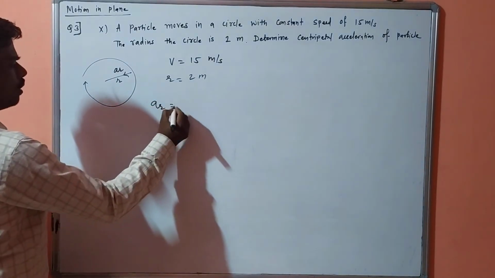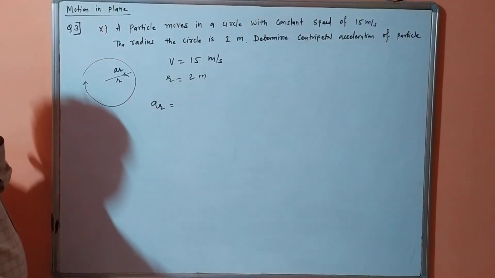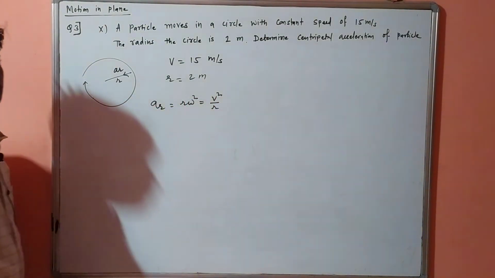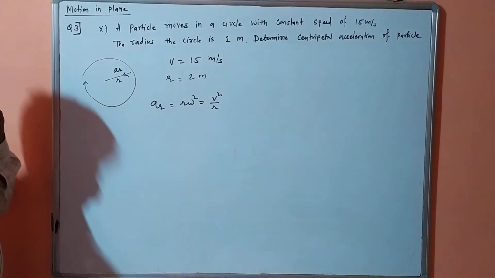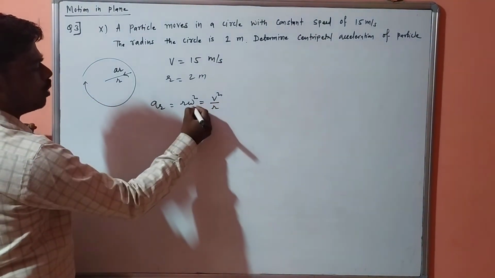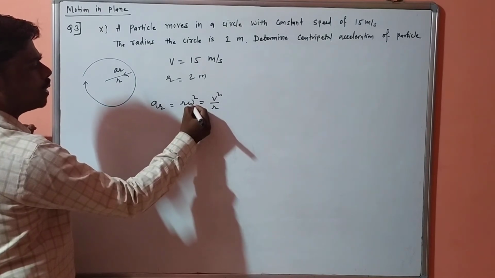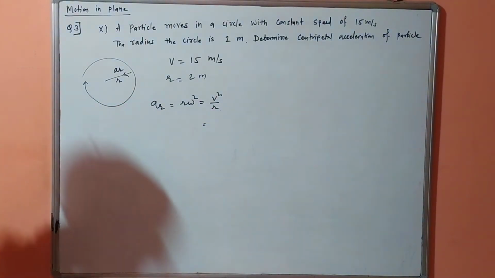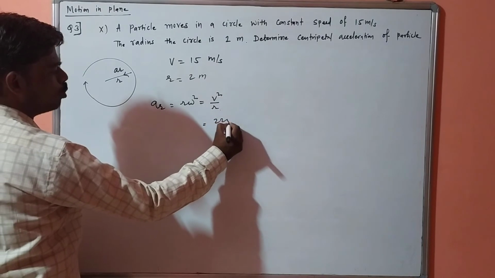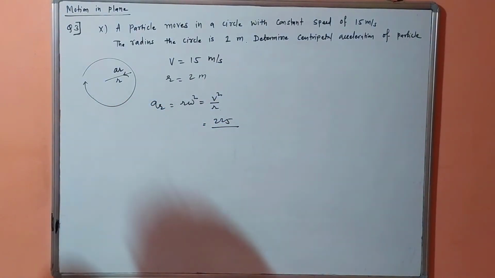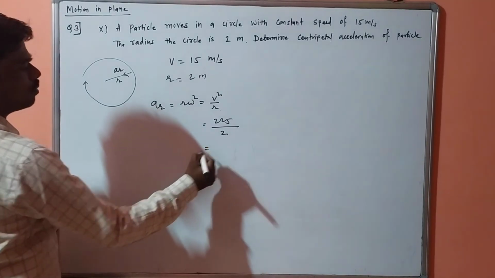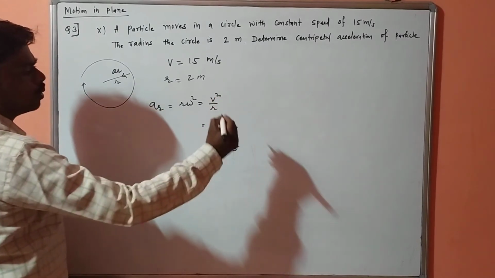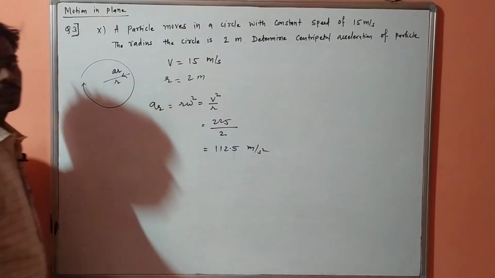We know that the formula for radial acceleration is either r omega square or v square by r. So we can take here v square by r. Why? Because omega is unknown for us and the period is also unknown for us. Therefore take this formula v square by r. So v is given as 15, 15 square is 225. Then r is 2. So it becomes 112.5 meter per second square.